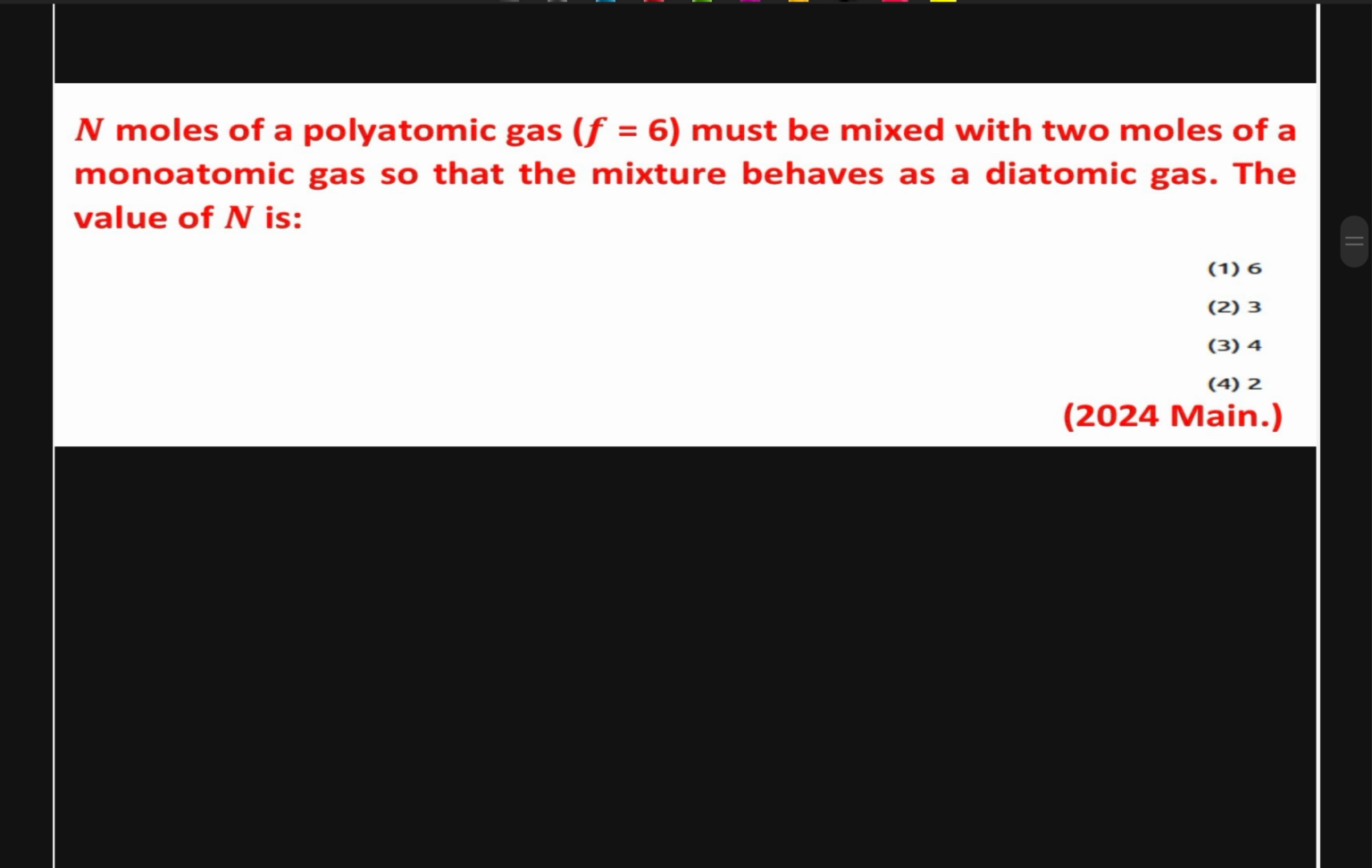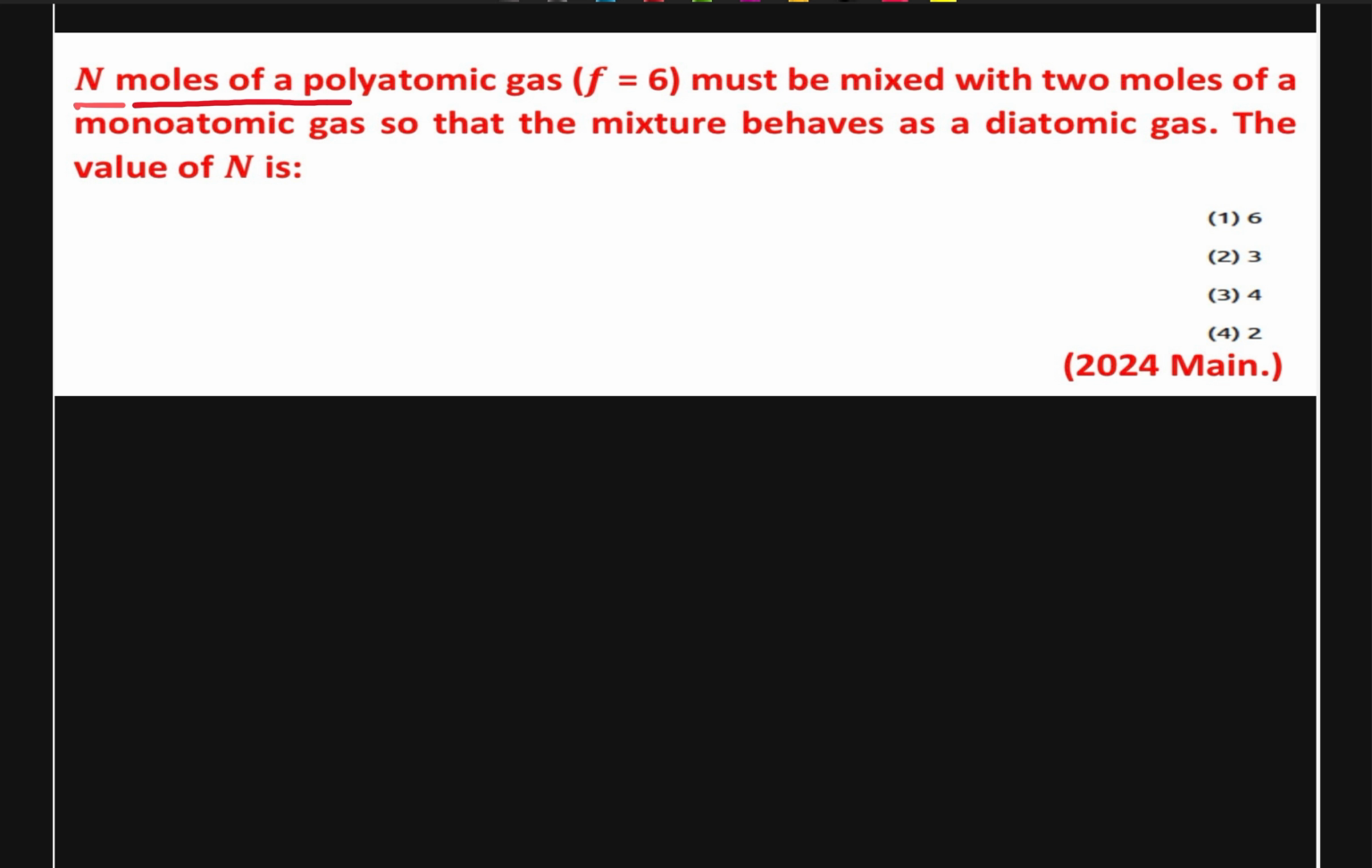Next question. It states that n moles of polyatomic gas, degree of freedom 6, must be mixed with 2 moles of monatomic gas so that the mixture behaves as a diatomic gas. The value of n is equal to? So the mixture should be diatomic. Therefore, the Cv of the mixture should be equal to 5 by 2 multiplied by R. The rest of the formula is the same.